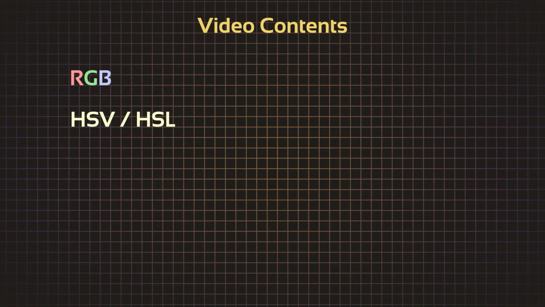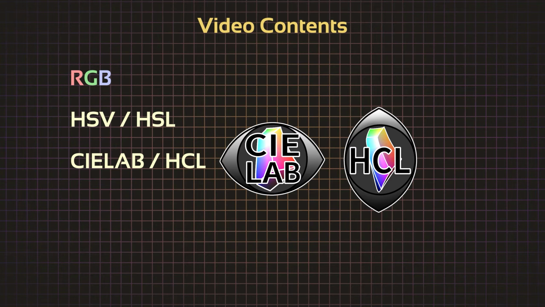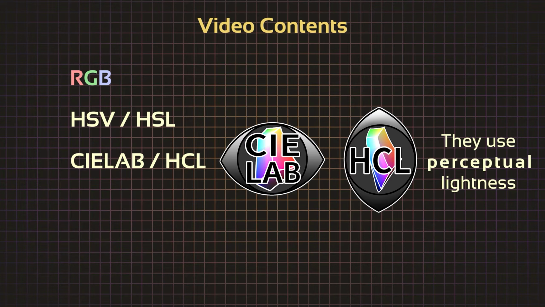After that I'll talk about a lesser known but very interesting color space called CIELAB and HCL, which is based on CIELAB. You might not be aware of this, but some graphics programs actually have this too in one form or another. It's useful because it groups colors based on how bright they actually appear to our human eyes.